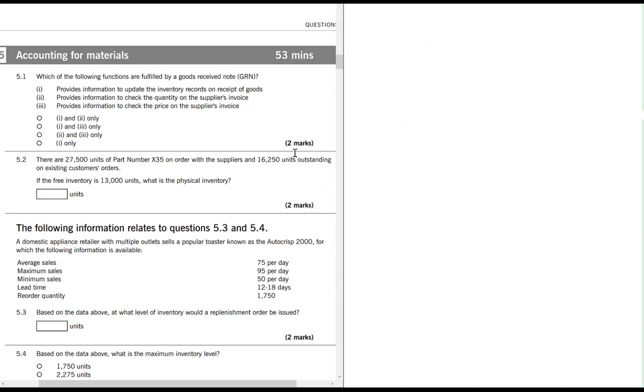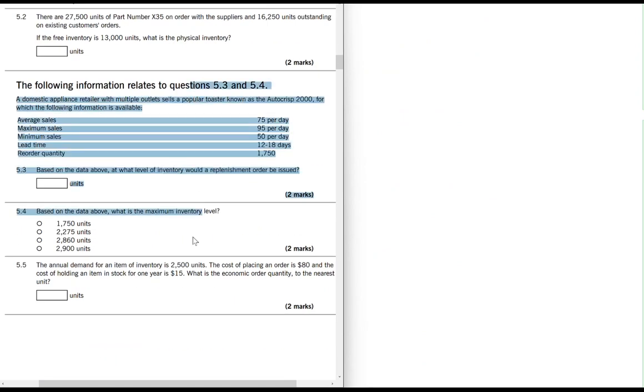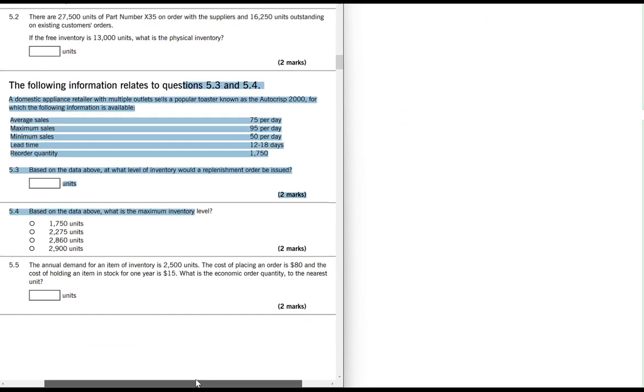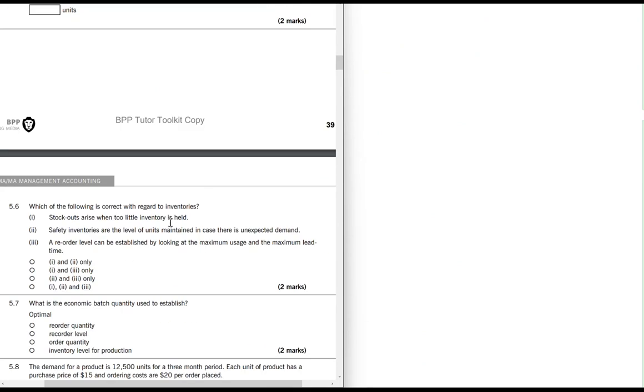Okay, let's look at kit questions. We already did this question. We did this one as well. This one as well. The annual demand for an item of inventory is 2500 units. The cost of placing an order is 80. And we already did this one as well.